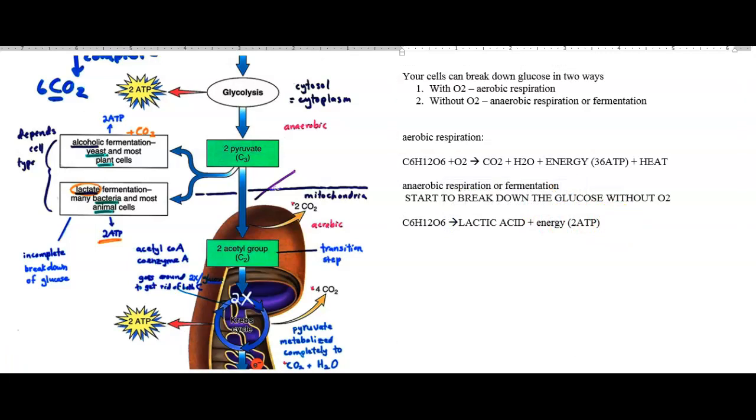Like in our experiment in lab, we had the yeast. We gave it some food. And we were testing to see what kind of food it liked best. So here we gave it some food, C6H12O6. And bacteria just do anaerobic.